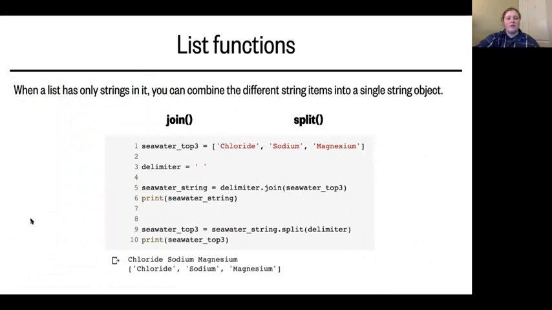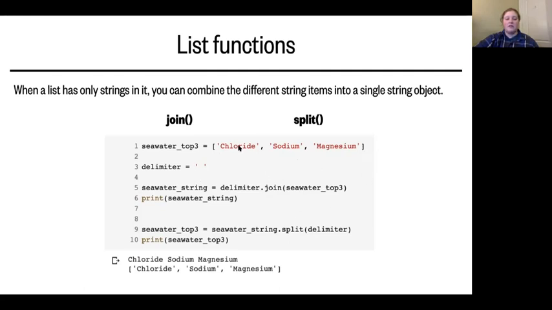Finally, there's one last thing you can do when lists only have strings in them. You can combine the different string items into a single string object. So what I mean by that is that when you have just strings, in this case we have chloride, sodium, and magnesium, you can combine them into just one string instead of having 3 separate items in a list. And you do that using the join function. So here we create this delimiter, which is just a space, and we say seawater string, so that's our variable name, is equal to our delimiter, our space, dot join seawater top 3, so our list here.